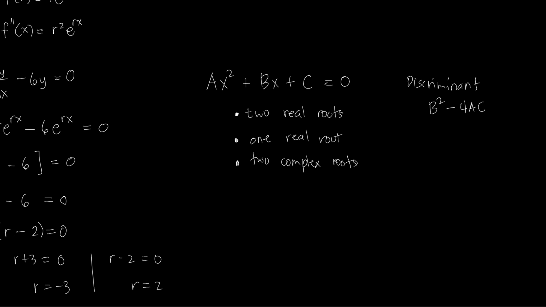So the same concept applies here, class. The discriminant is b squared minus 4ac. If our discriminant is positive, we get two real roots. If the discriminant is zero, we get one real root. If the discriminant is negative, we get two complex roots.